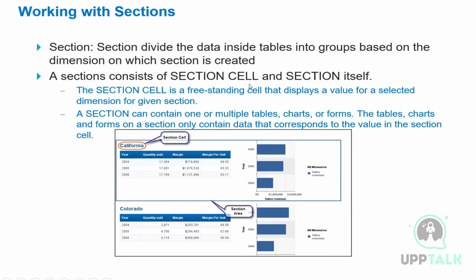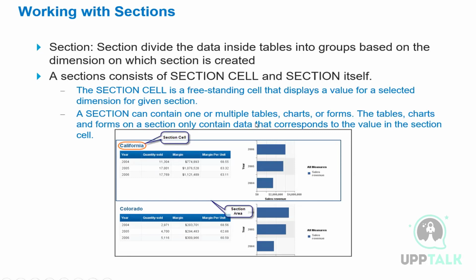A section consists of a section cell and the section itself. If you see this table here, there is one blue rectangle. This total is called one section, one part. So this is the total section, and the section cell is here, where California is highlighted and mentioned as the section cell. Section cell means here we can put anything. Here it is just a state name. If you want to add any formula also, we can mention that here. So that is a section cell.